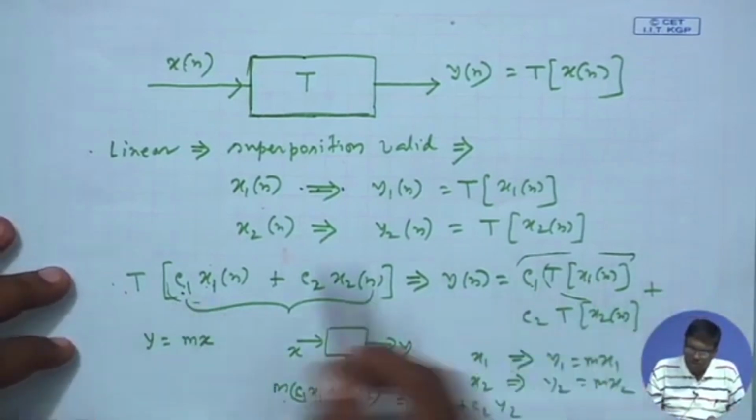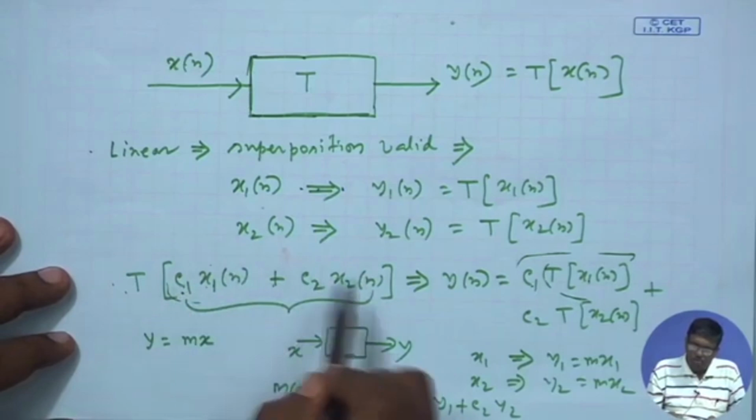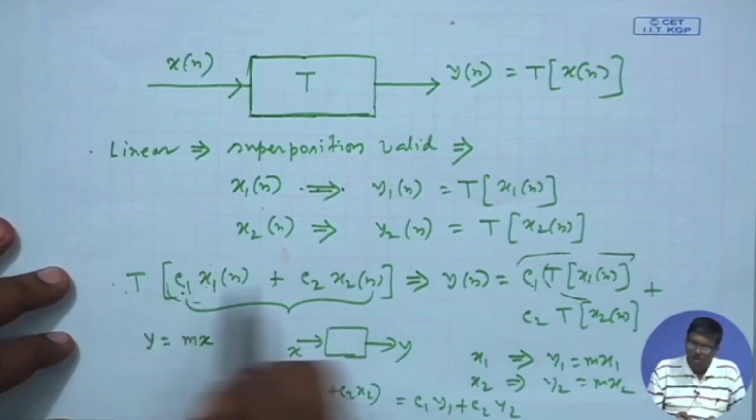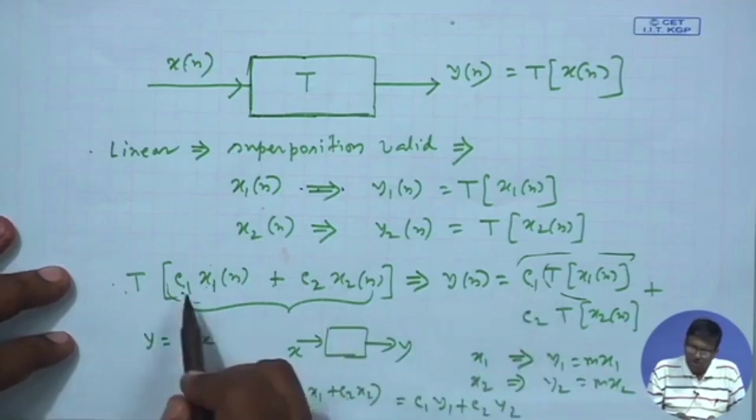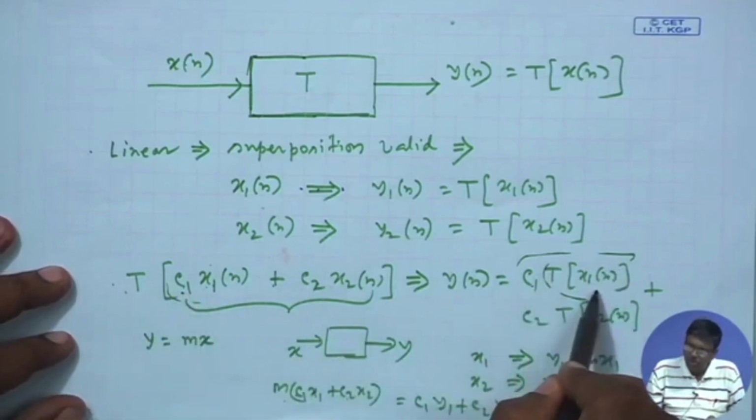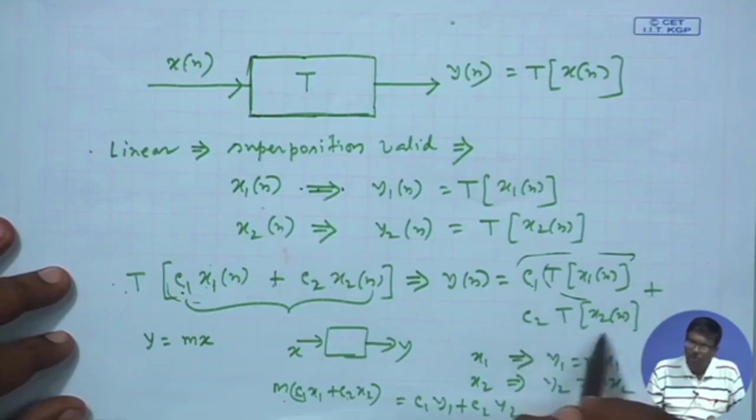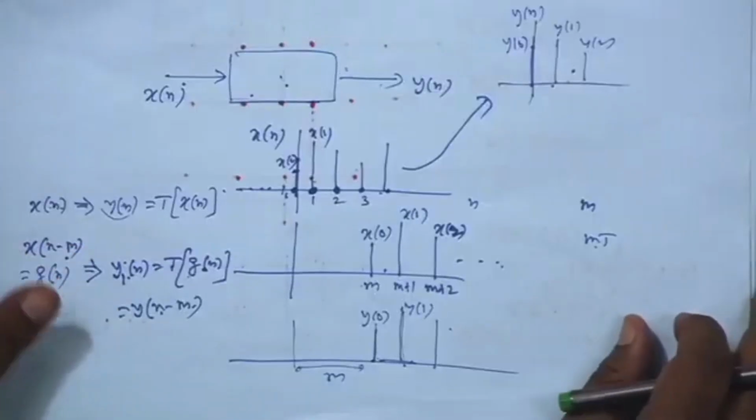This is a mathematical expression that if I give a linear combination of two sequences x 1 n and x 2 n, what will the system output be? The same C 1 times the response due to x 1 and the same C 2 times the response due to x 2, their addition. Okay. And another thing was very important, that was shift invariance, which is related to time invariance if the sequence is obtained from a time signal.